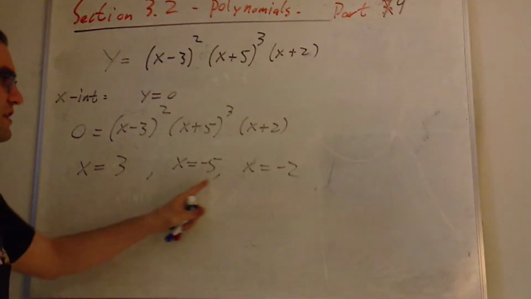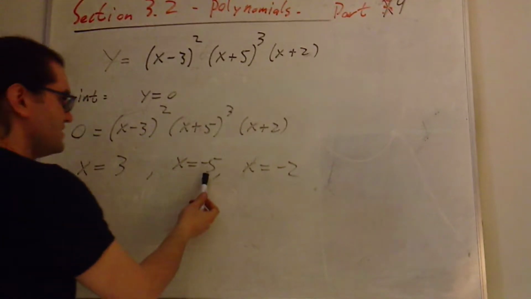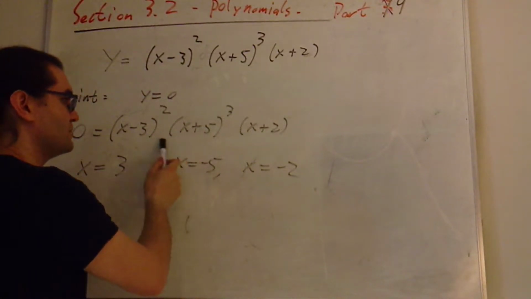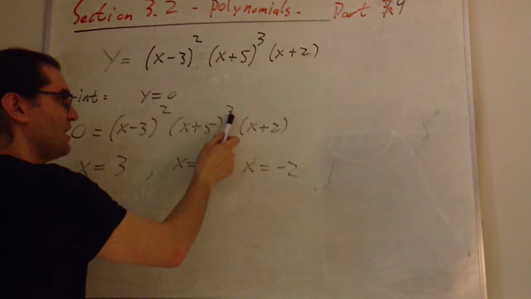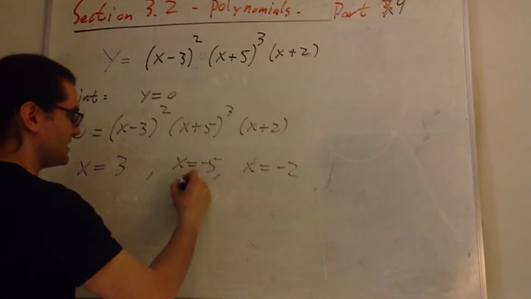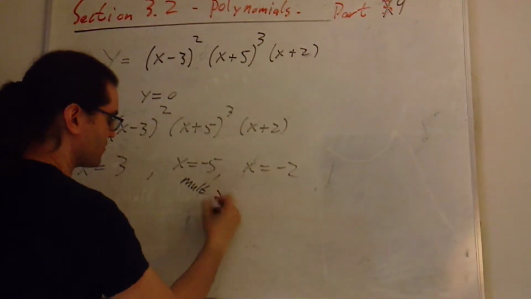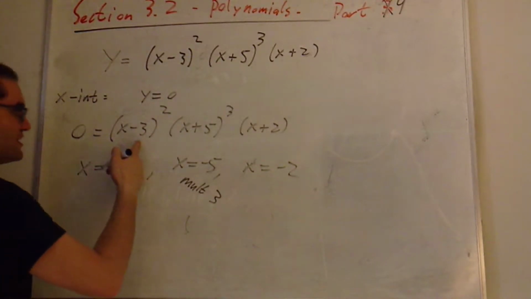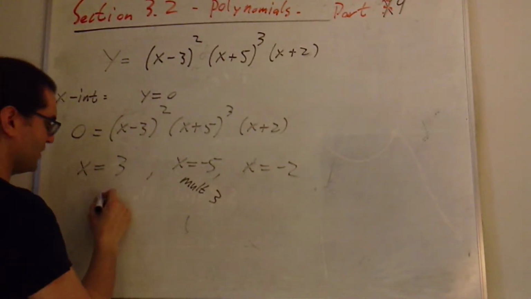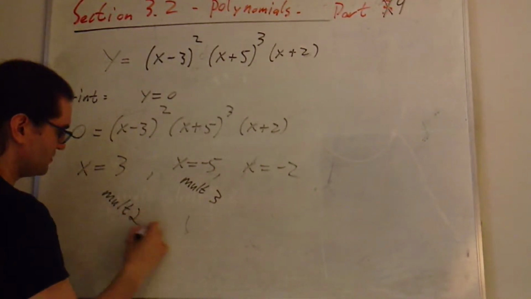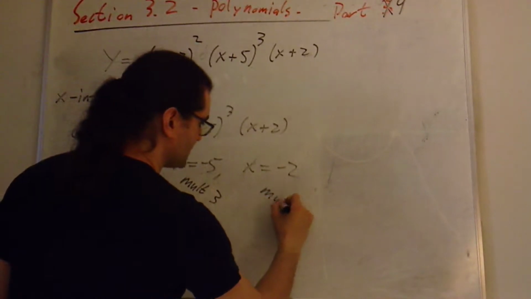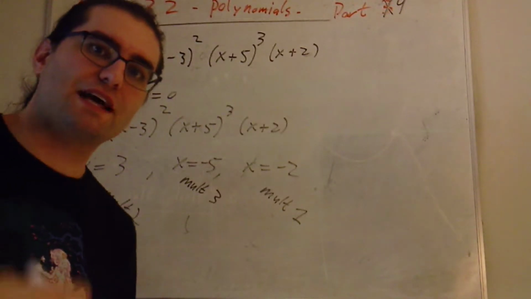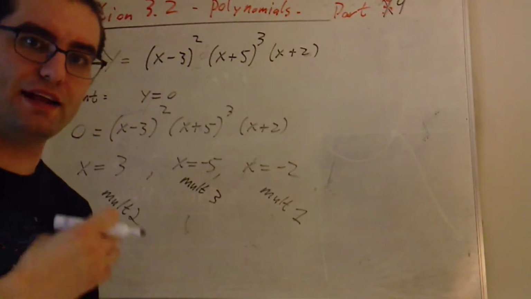Here's the thing we have to pay very close attention to. This x equals negative 5 piece comes from this factor, and there are 3 of those factors. So we say that this has multiplicity 3. The x equals 3 intercept comes from this factor, but there are 2 of them. So this has multiplicity 2. There's only one of these guys, so this has multiplicity 1. And multiplicity is going to affect what the graph does at that intercept.